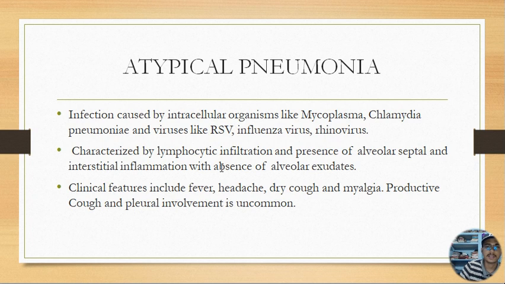But remember, there is an absence of alveolar exudate in this type of atypical pneumonia, and there is also interstitial inflammation. Clinical features of this atypical or viral pneumonia include fever, headache, and dry cough. Remember, in typical or bacterial pneumonia there is a mucopurulent cough, whereas in atypical or viral pneumonia there is a dry cough. Also, there will be myalgia. Productive cough and pleural involvement are uncommon in this type of pneumonia.